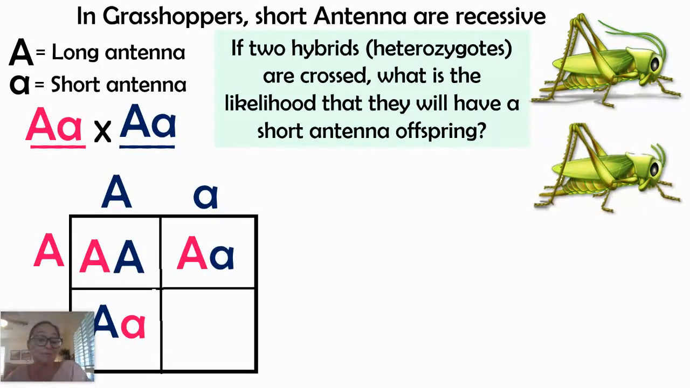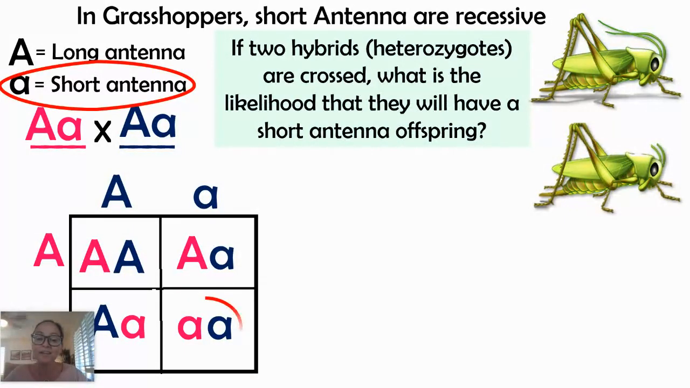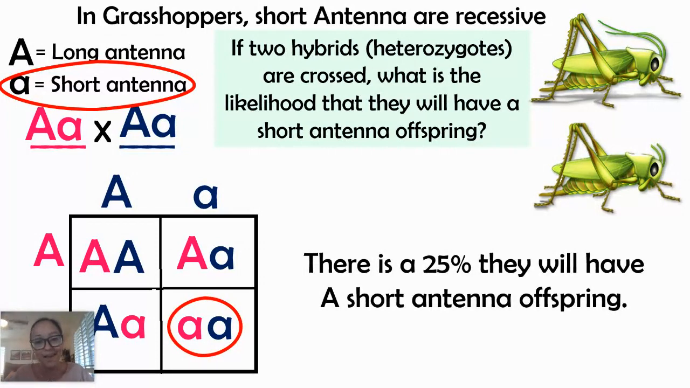And then this third possibility in offspring would also have long antenna. And it's not till this fourth combination where you have two recessive alleles come together in the zygote that you get a short antenna offspring. So really, the likelihood of these two grasshoppers having an offspring with short antenna is 25%. So it's only a 25% likelihood they'll have a short antenna offspring, but a 75% likelihood that they'll have offspring with long antenna. All right. So those are my 3 examples, and good job.